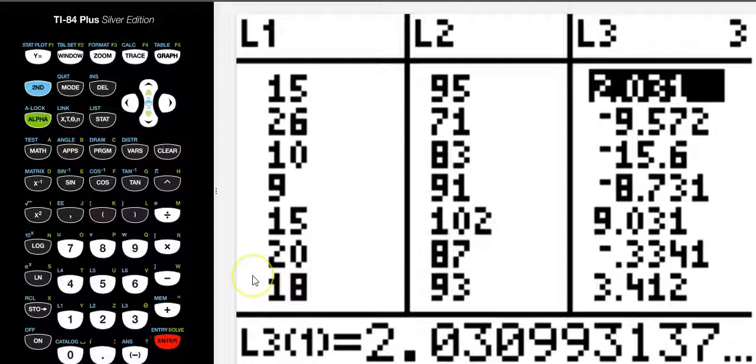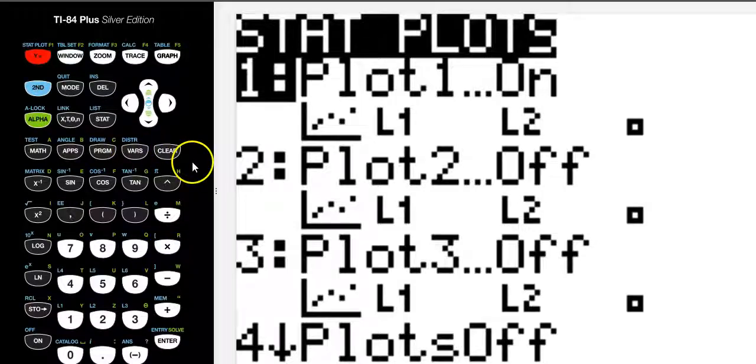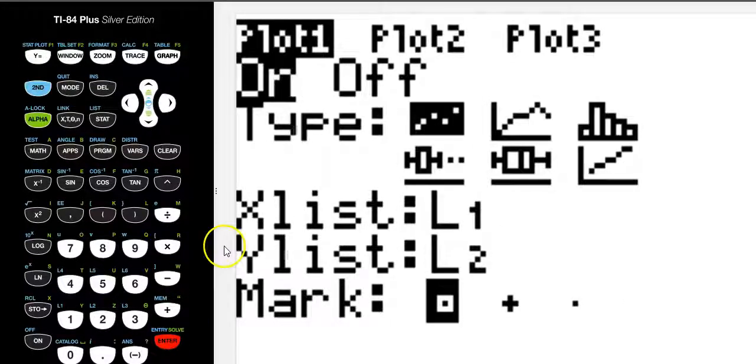So if we want to make a residual plot, we are going to graph the residual values with our X coordinates. We're going to take our X coordinates in list 1, our residual values in list 3, and make a residual plot. The way we do that is we set up our stat plot. We're going to use the same scatter plot we've been using. However, our Y values are no longer going to be in list 2. They are going to be in list 3, where I just figured out all of the residuals.